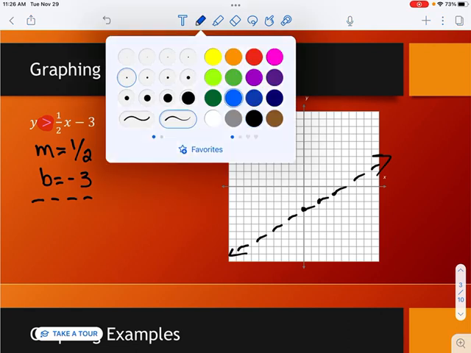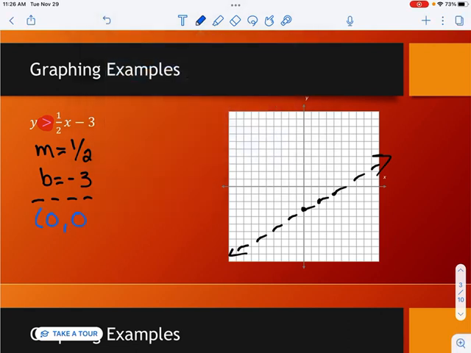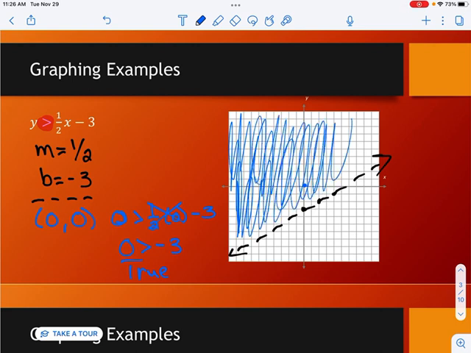Now what I do is I pick a point. I'm going to do 0, 0. 0, 0 is right here. I'm going to take that point and plug it in. So it'd be 0 is greater than 1/2 times 0 minus 3. So that's 1/2 times 0, 0. I end up with 0 is greater than -3. That is a true statement. So 0, 0 made it true. So we would shade this half plane, meaning any points located in that shaded region are going to be a solution to the inequality and make that inequality true.